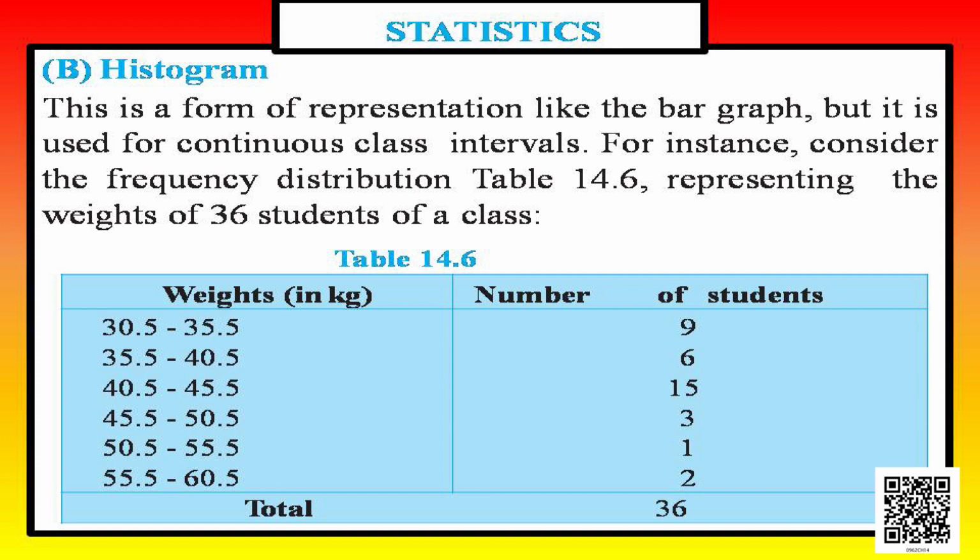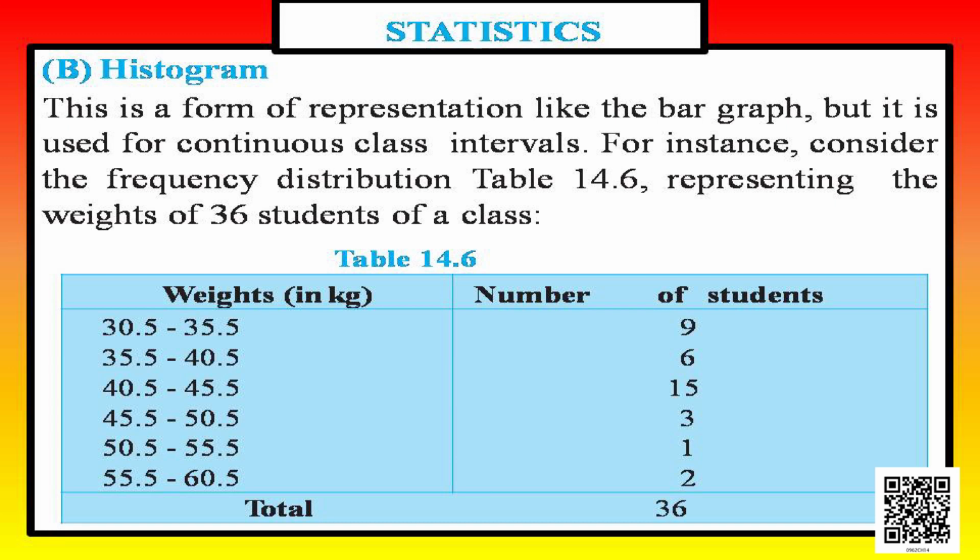One column is the weights in kgs and they are written as 30.5 to 35.5. Next row 35.5 to 40.5, and then 40.5 to 45.5, and so on it continues till the last one 55.5 to 60.5. And on the other side we have the frequency, which is the number of students, and they are 9, 6, 15, 3, 1, 2, and the total is 36.